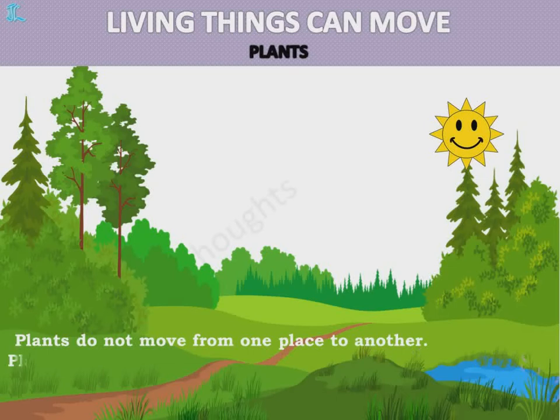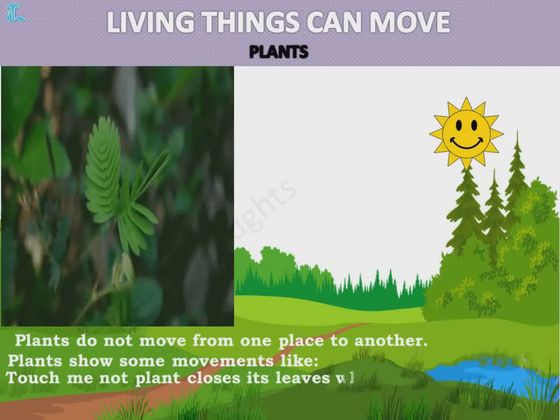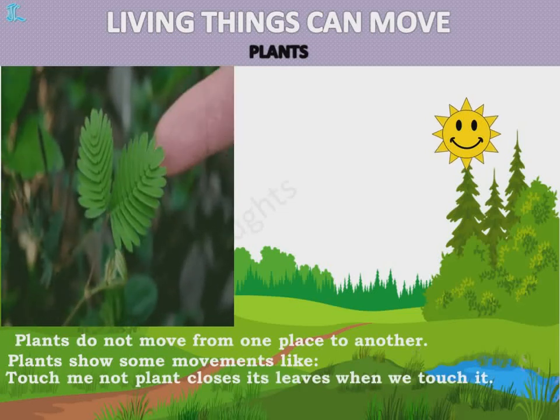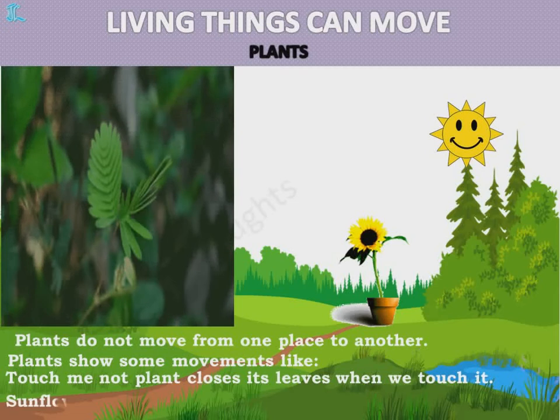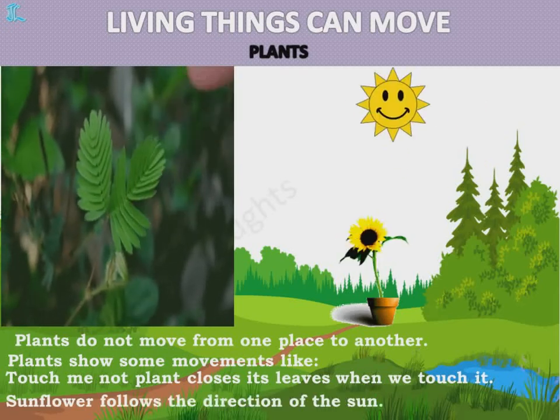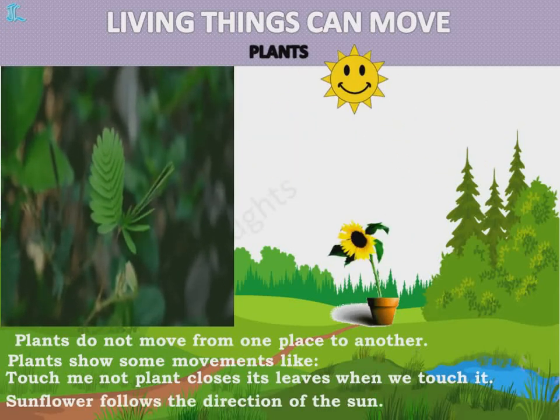Plants do not move from one place to another. Plants show some movements, like the touch-me-not plant closes its leaves when we touch it. Sunflower follows the direction of the sun.